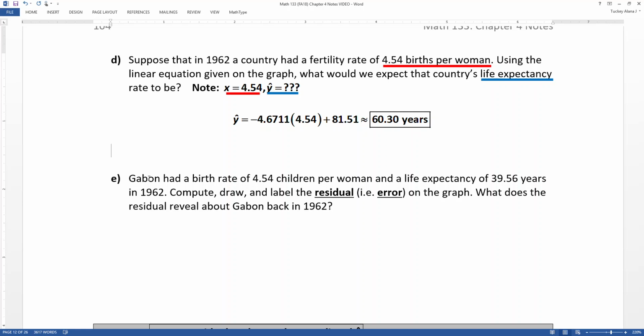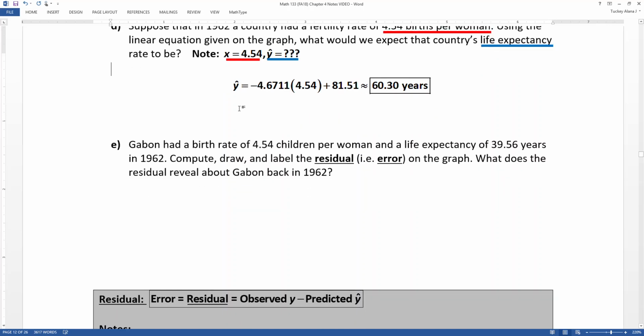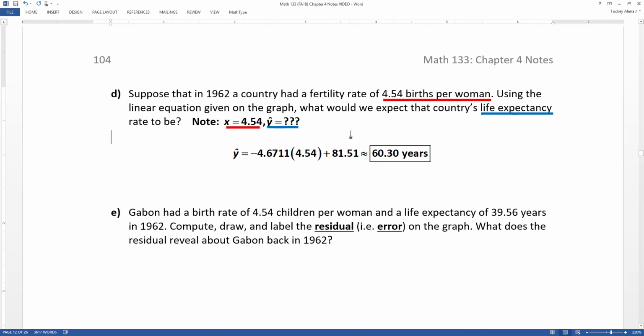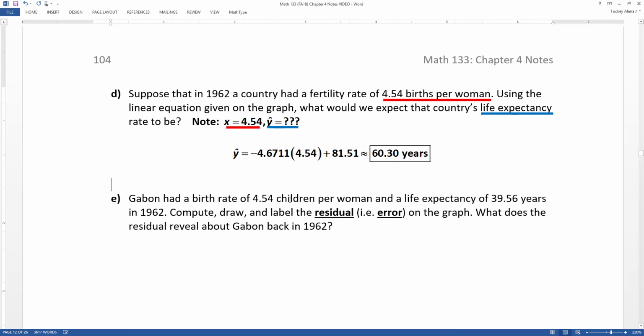I believe they were in the middle of a civil war at that time, which tends to lower life expectancy, obviously. So we're going to compute, draw, and label the residual, i.e. the error on the graph, because we're obviously not correct. We are making a guess with the 60.31 for where it should be. As we do this, I'm going to show you what a residual is.